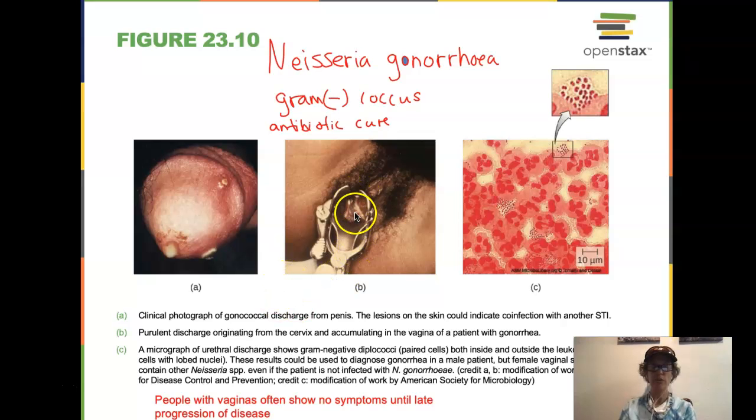And then this person has discharge from the cervix. Externally, there may not be any symptoms. People with vaginas often show no symptoms until very late in the progression of the disease. That's why it's really important for anyone who is thinking of or is sexually active, not only to practice safer sex and use condoms, but also to get tested at least once a year, preferably more often, just to make sure that you are healthy and well, because you could have an illness and have no signs or symptoms and pass it on to a partner.